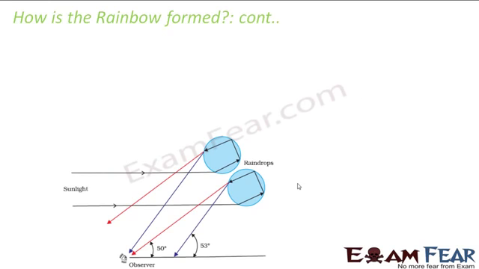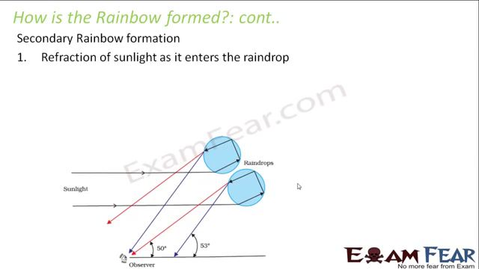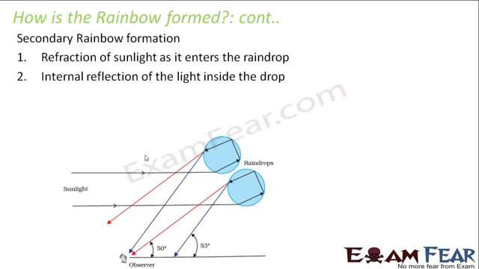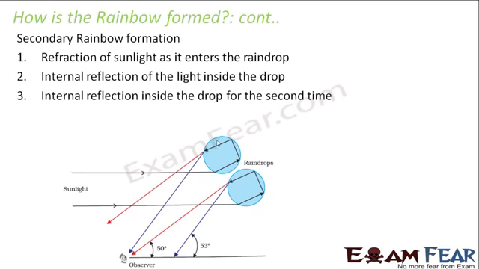Let us now look at the formation of the secondary rainbow. Let us see what is different in case of the secondary rainbow. In case of the secondary rainbow also, refraction of sunlight takes place as it enters the raindrop. Internal reflection also takes place. So here, this is how the sunlight enters. This is how internal reflection takes place. But in this case, internal reflection takes place inside the drop for the second time.